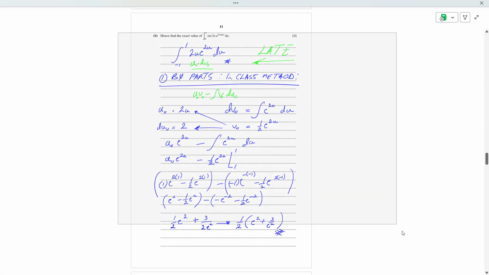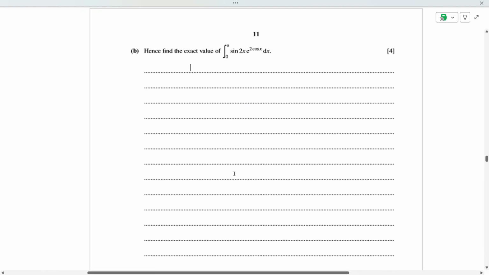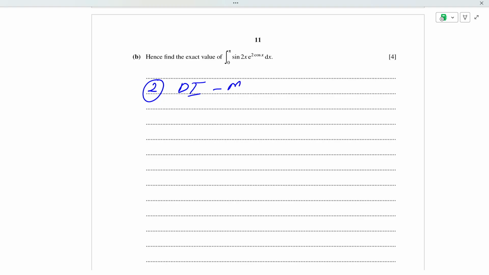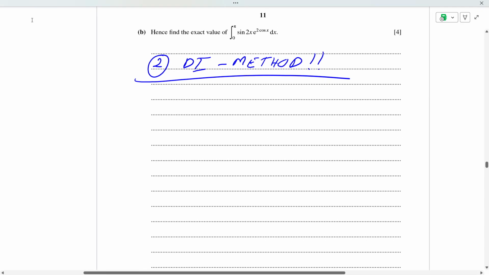Now, I want to show you a different one. A second method. This one is called the DI method. But don't use it if you don't watch the videos, because there's a catch to it. You need to know a couple of things so that you can use it effectively every time. Otherwise, you're probably going to make mistakes and you'd wish that you'd used that tedious method.